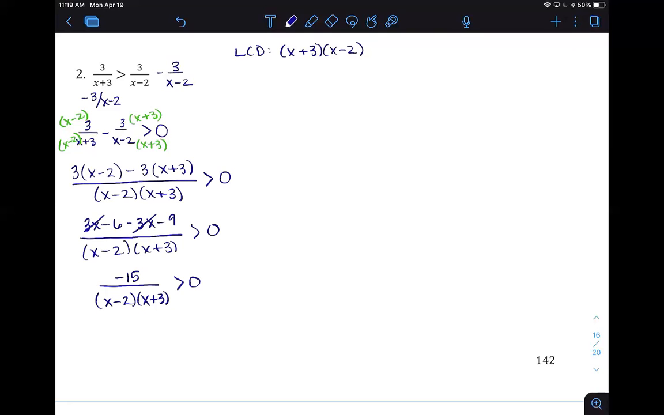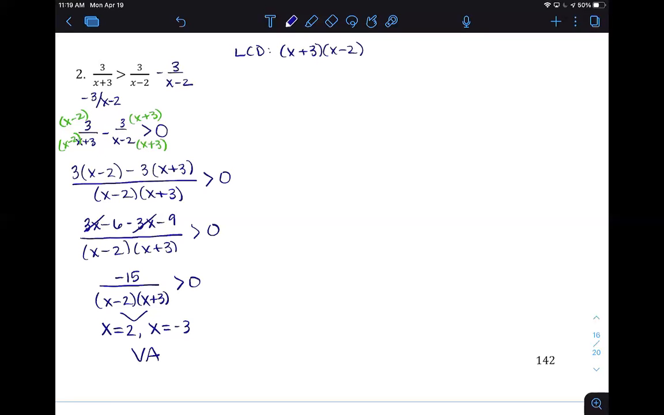Okay, so now, looking at our numerator, there's no x's, so we don't need to worry about it. Because if we had any x's in our numerator, we would have solved for our x-intercepts, but we don't have any. Looking at our denominator, we know x equals 2, and x equals negative 3 would be our vertical asymptotes on our graph.